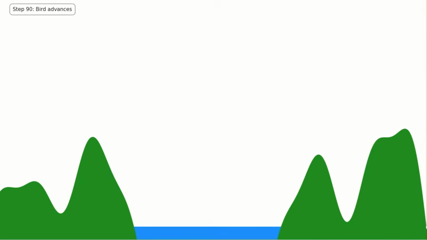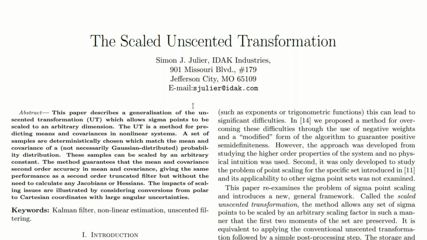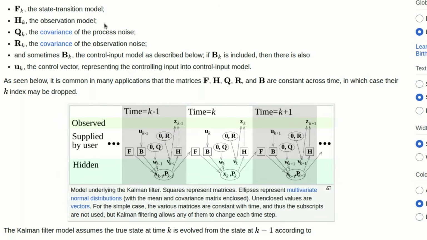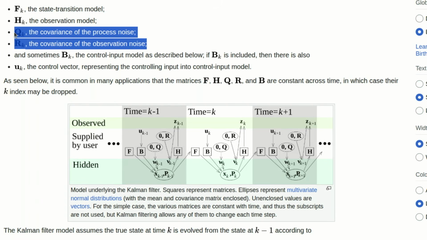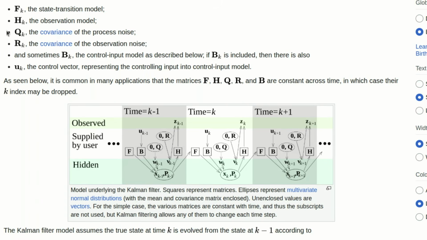Now, some final notes. Regarding the Kalman filter's scaling parameters, a nice paper that talks about how these parameters are chosen is called The Scaled Unscented Transformation by Simon Julier. I don't think I said that correctly, but additional parameters that are tuned are the process and measurement noise covariances, but that isn't unique to the unscented Kalman filters, so I didn't go into that.